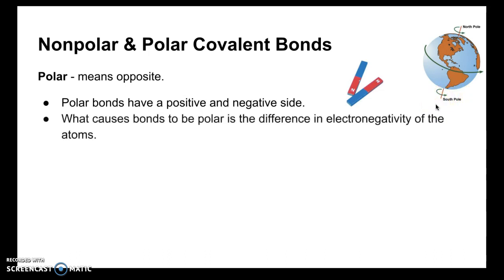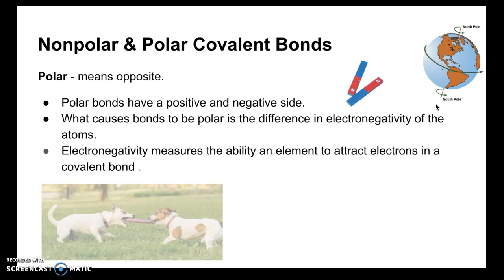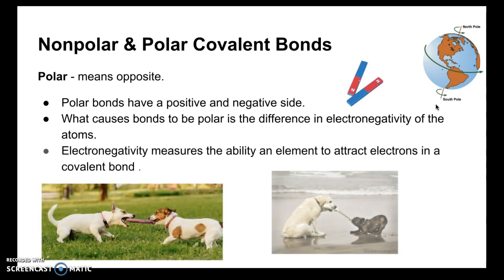So what causes bonds to be polar in the first place? That has to do with the difference in electronegativity of the atoms. And remember, electronegativity measures the ability of an element to attract electrons in a covalent bond. We can show that with these dogs playing tug of war, where these 2 dogs are about the same size, so they have the same electronegativity, so they would be sharing the stick between them equally. Whereas in this case, the dog on the left is much more electronegative or much stronger, so it's going to pull the electrons or the rope closer toward it.